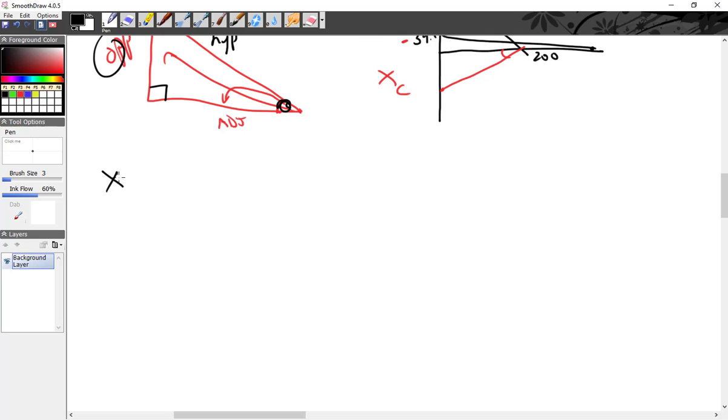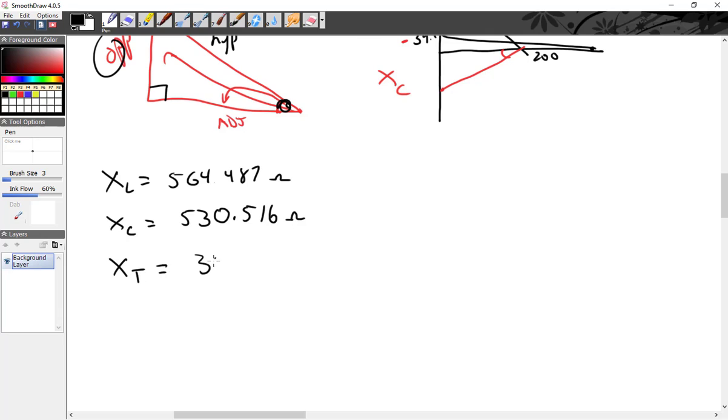So X of L equals 564.487 ohms. X of C equals 530.516 ohms. X total equals 34.971 ohms. Z equals 203.034 ohms. I equals 1.084 amps.